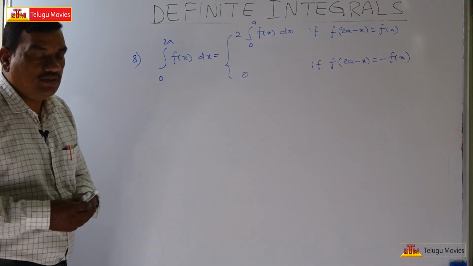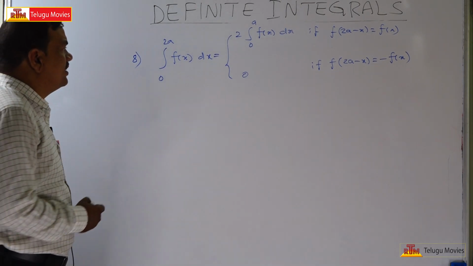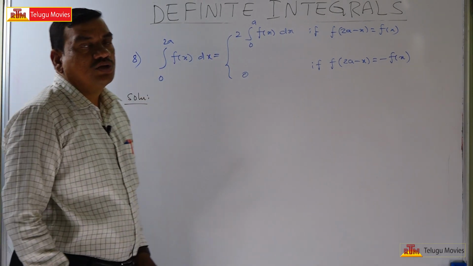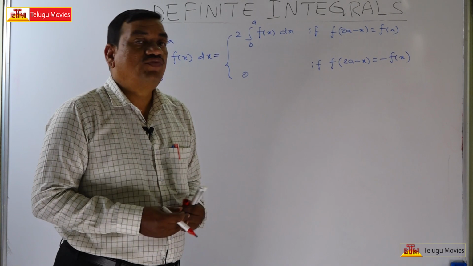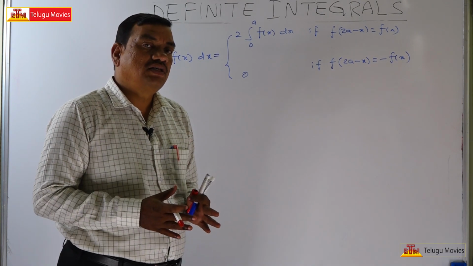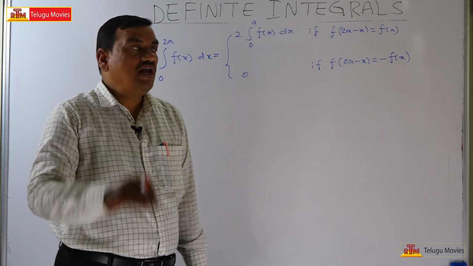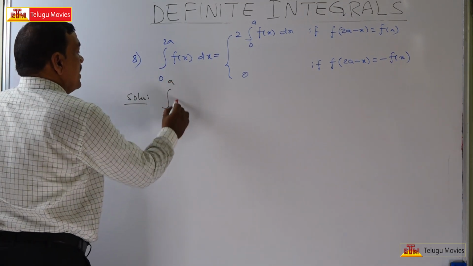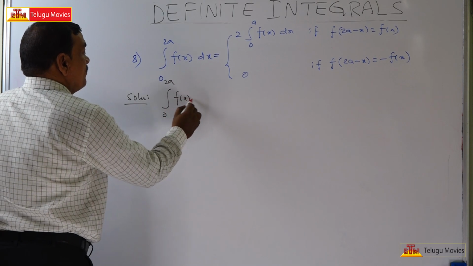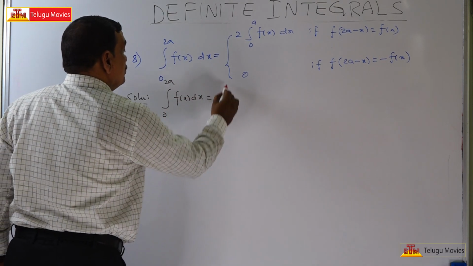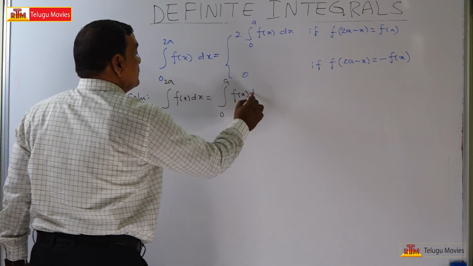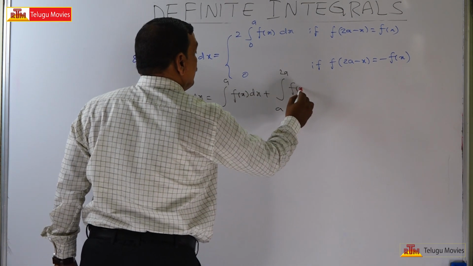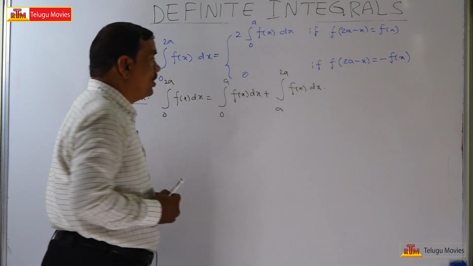Then how to prove this? Okay. So let us prove this theorem, very, very easy theorem. So generally students will learn this theorem by heart. So if you know the little bit proof also, then you will remember this result forever. Okay, let us see this. First take the left hand side, 0 to 2a f of x dx is same as 0 to a f of x dx plus integral a to 2a f of x dx.